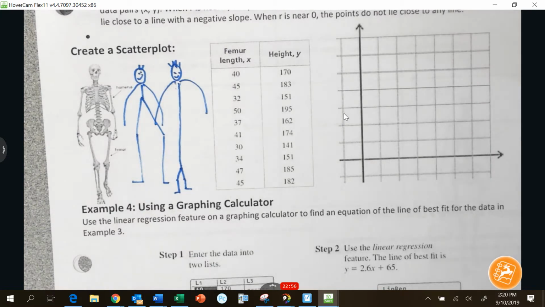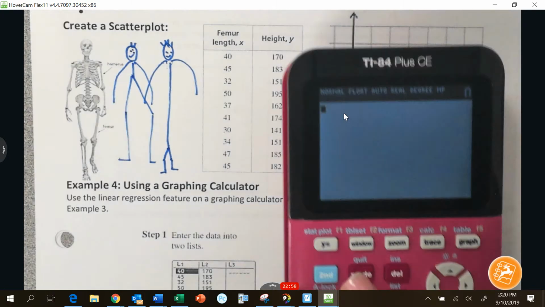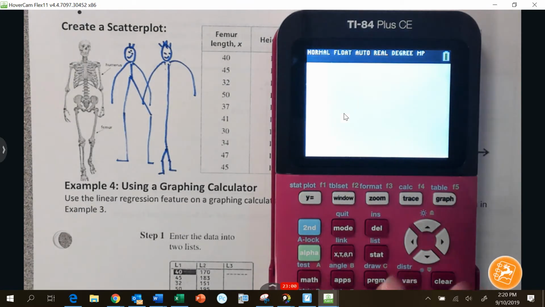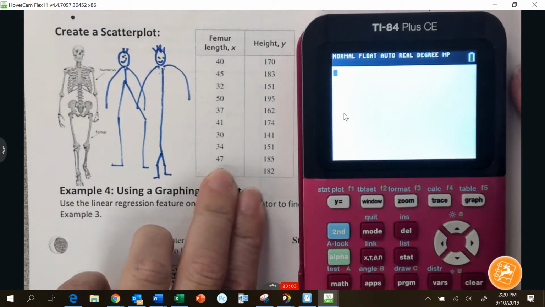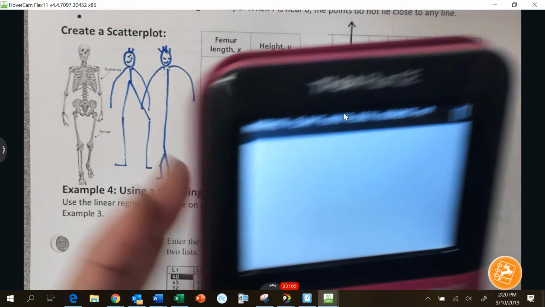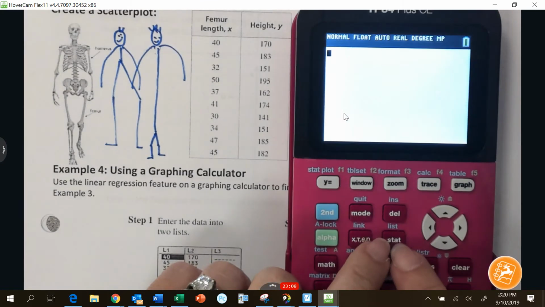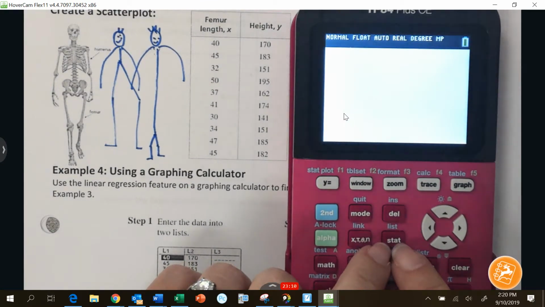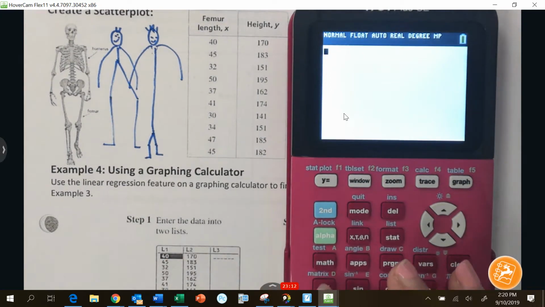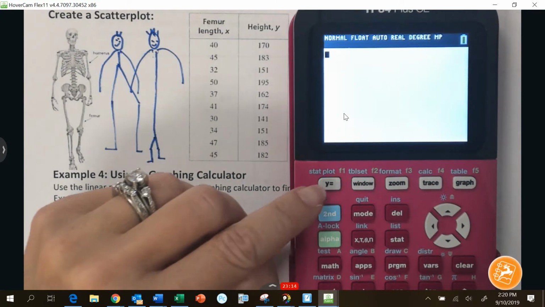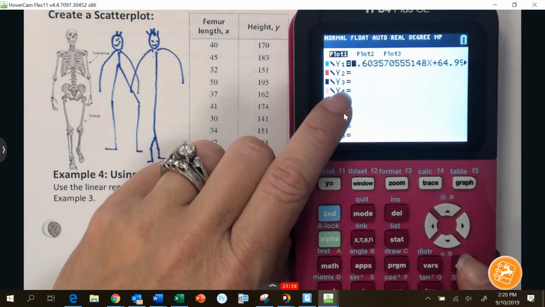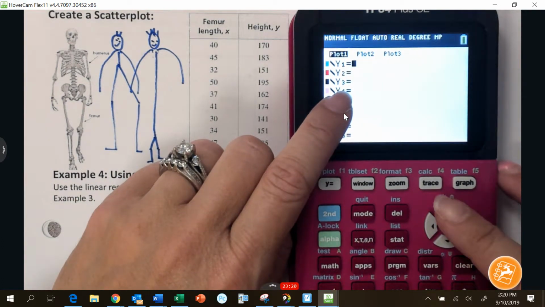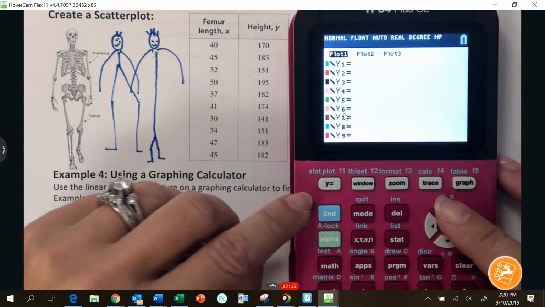Okay, you know what? I'm just going to draw this up. Let's learn how to do it. First thing is we are doing statistics. So you're going to go to the stat button. And actually, before we even start, clear everything. Go to Y equals and make sure there's nothing typed in your Y equals before we start. Okay? Y equals.